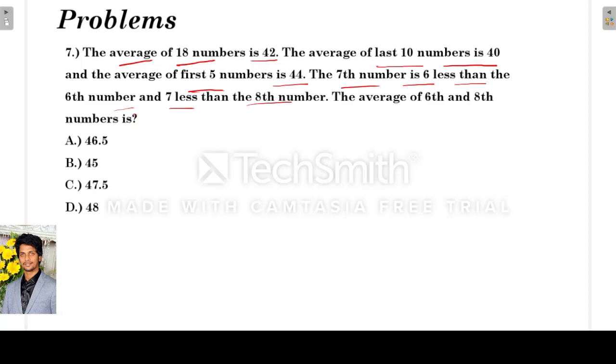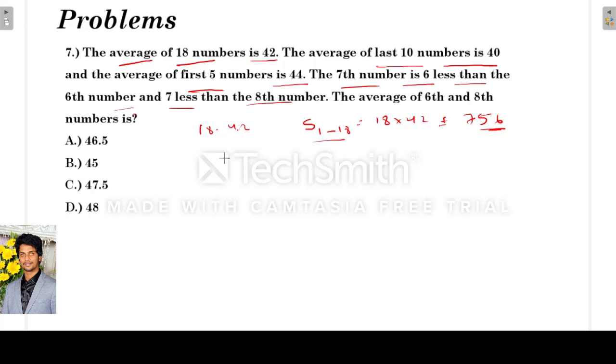So first now they are telling average of 18 numbers is 42. Therefore the sum of 1 to 18 will be 18 into 42, right? So which is 756. So the total sum is 756.